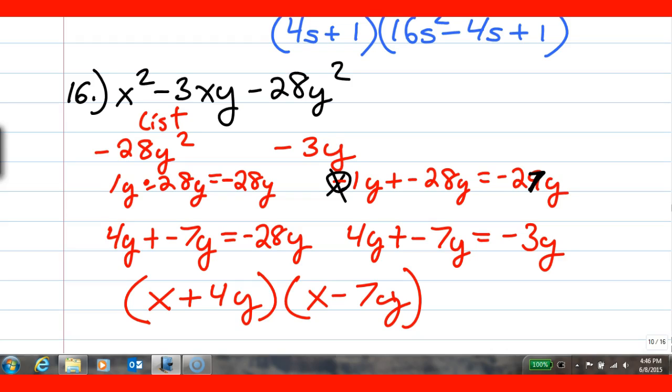Okay, so coming back and looking at the problem, I'm going to take the x from the first position. I'm going to write this as a binomial so I can write my parentheses for both, put my x's in, and then take the factors that I found and plug them in, one into each position. So plug in the 4y, plug in the minus 7y. Now I factor completely.